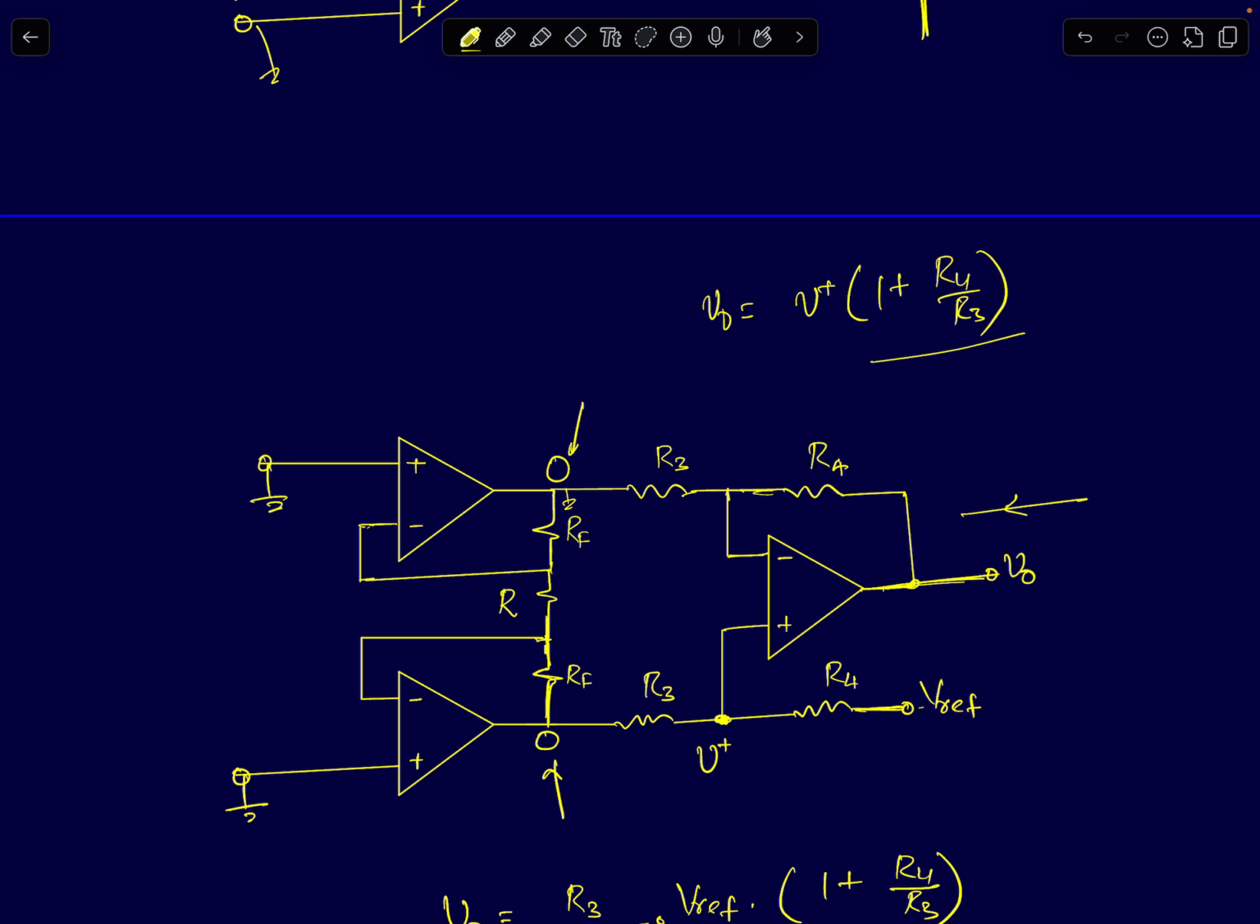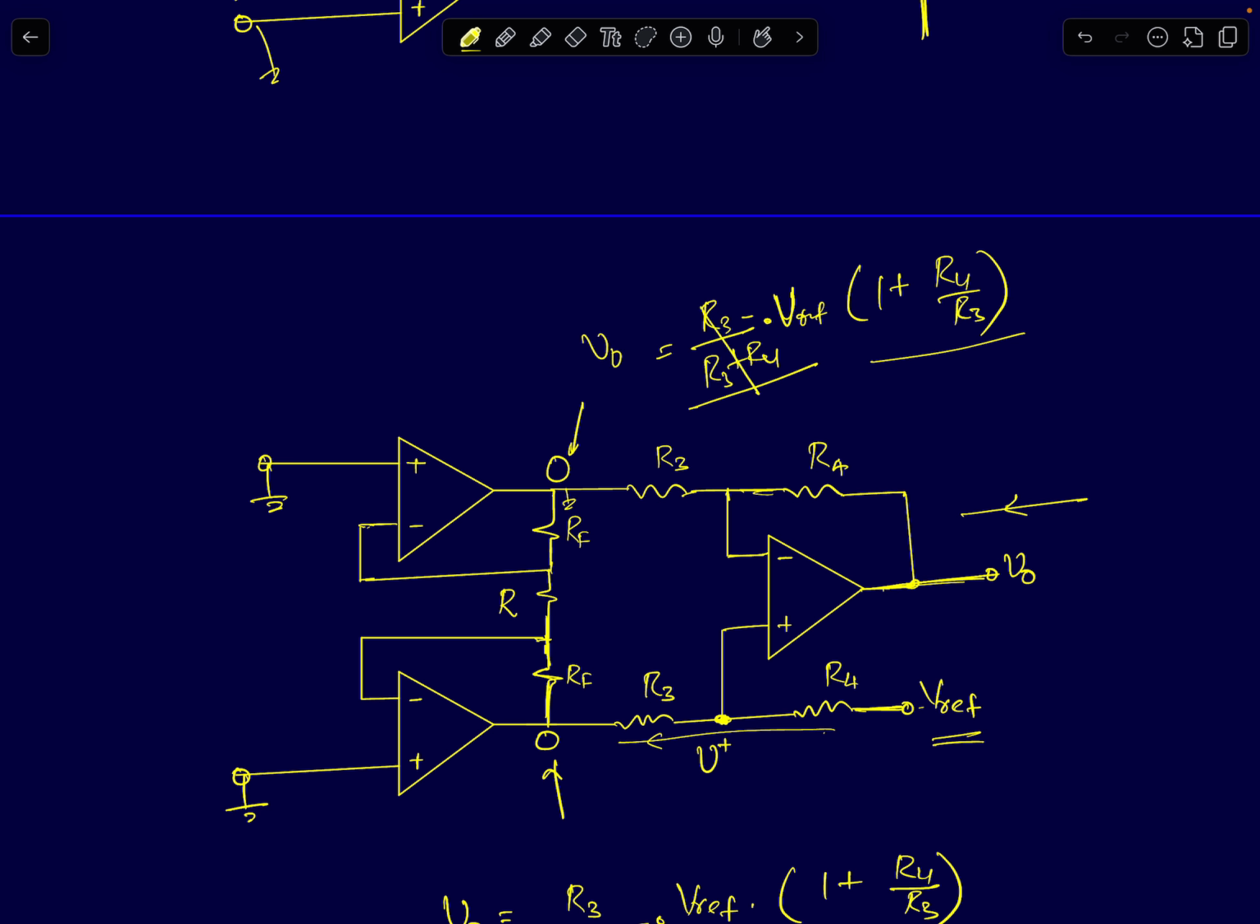So now what is V plus? V plus is simply a potential divider for Vref. So V plus is simply R3 upon R3 plus R4 times Vref. That's V plus. That will be your overall output voltage.